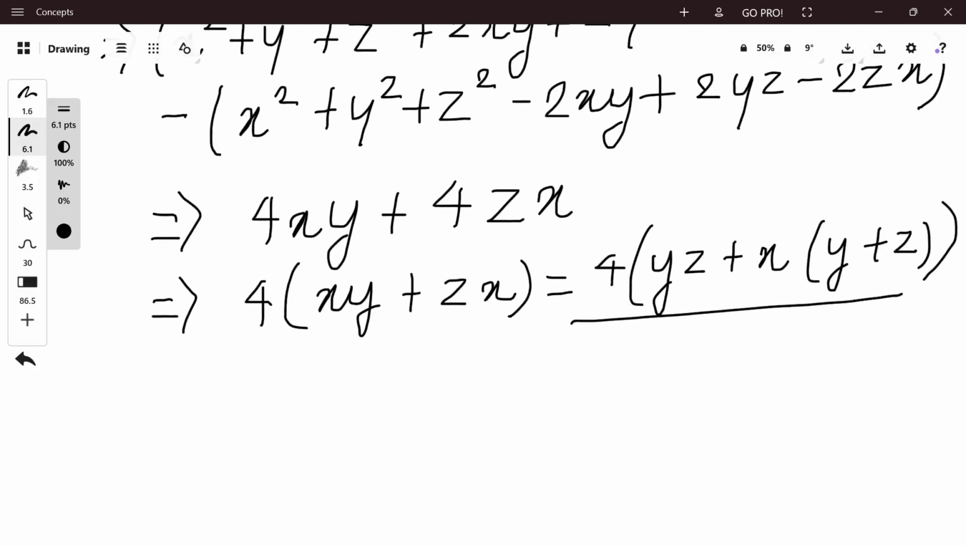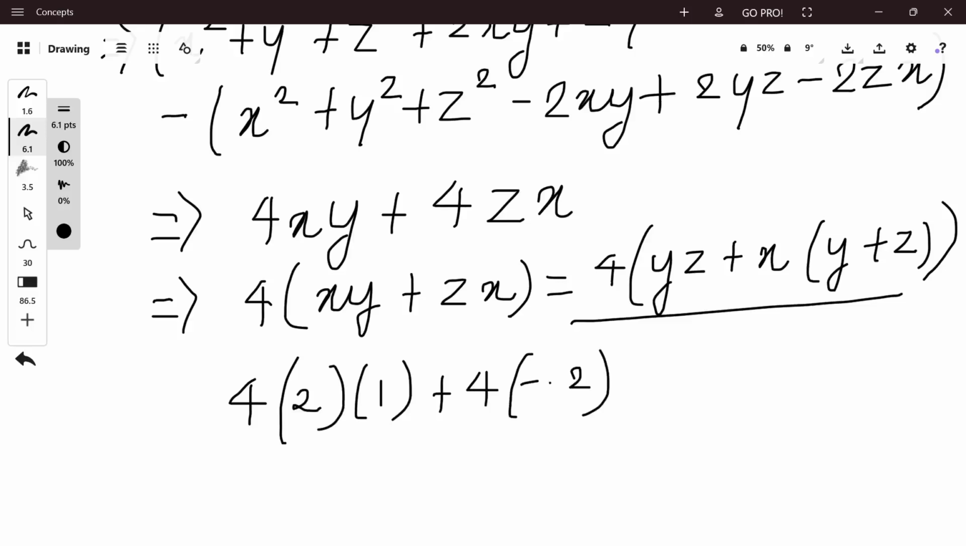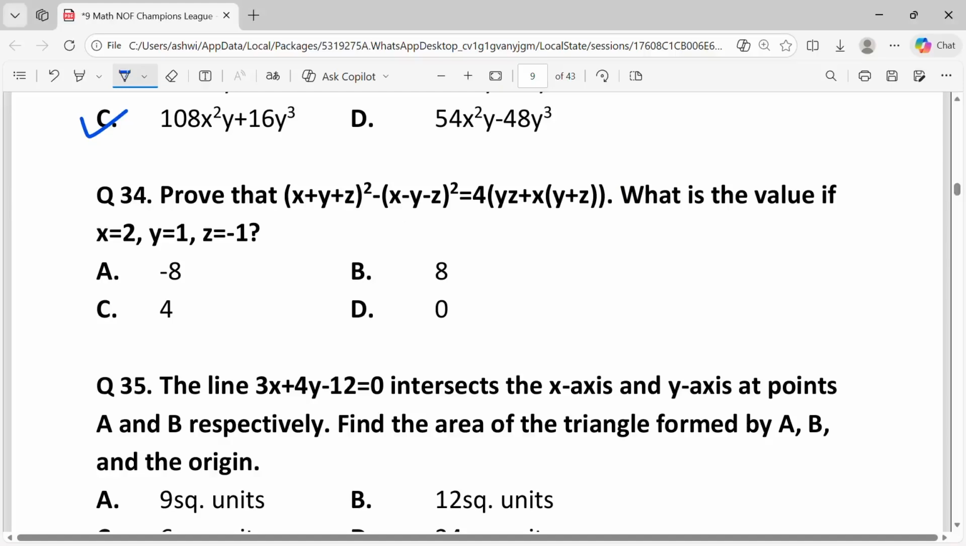Now, substituting the values, we have 4 × 2 × 1 + 4 × (−1) × 2, which is equal to 8 − 8, which is equal to 0. Comparing with the given options, the answer is D, 0.